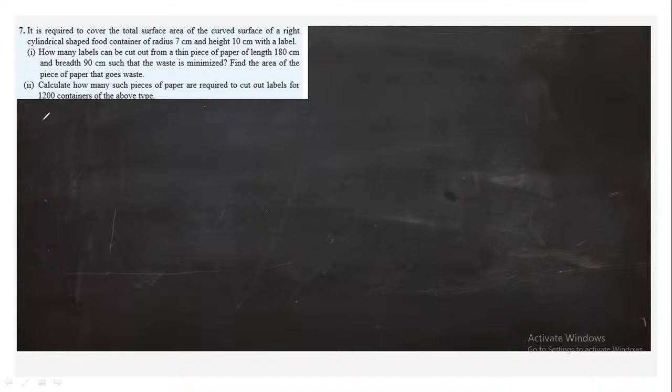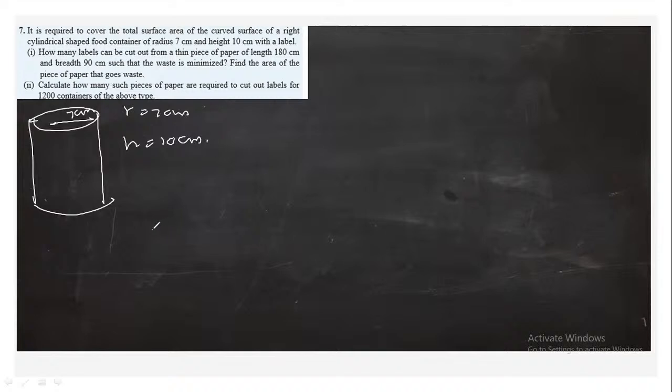So when we draw this, the total curved surface of a right cylindrical shaped food container is of radius 7 cm, height 10 cm. Then what they are asking here is labels. We have to cut the labels from this.